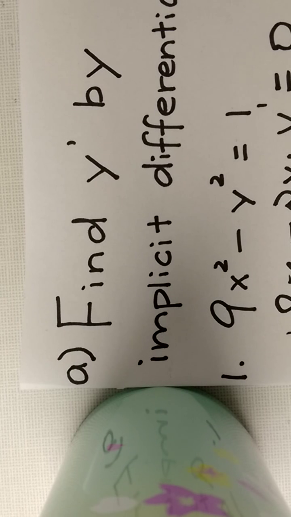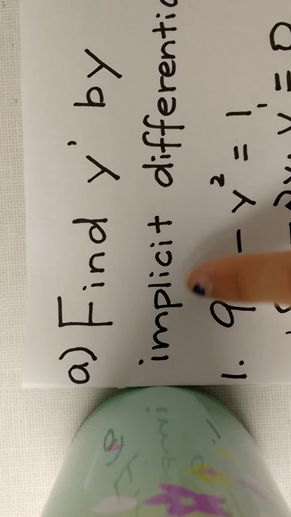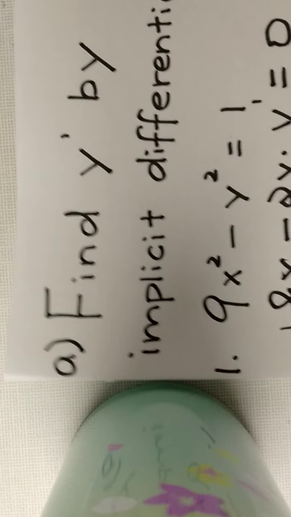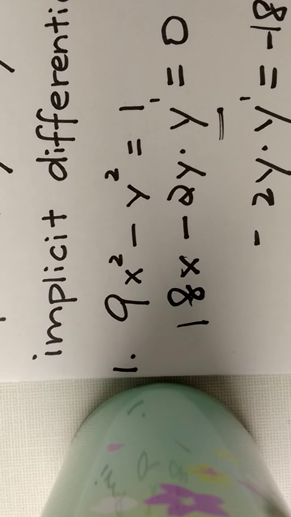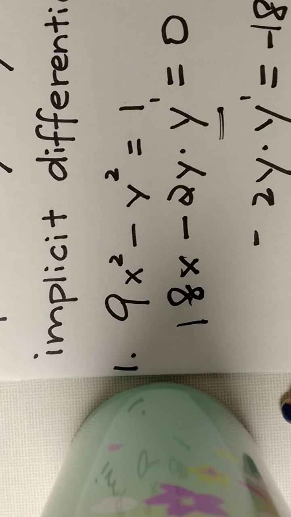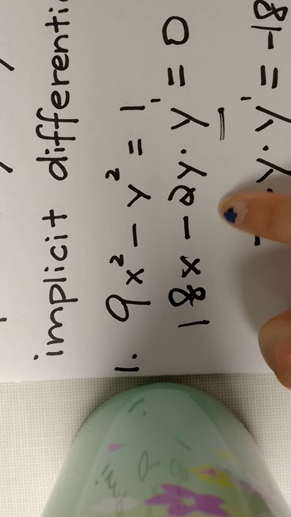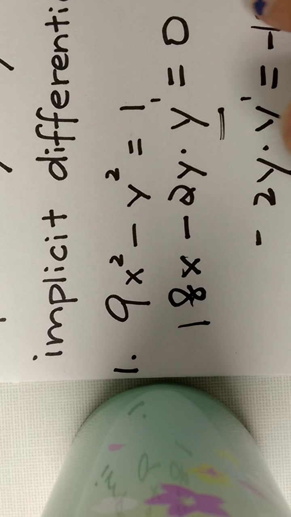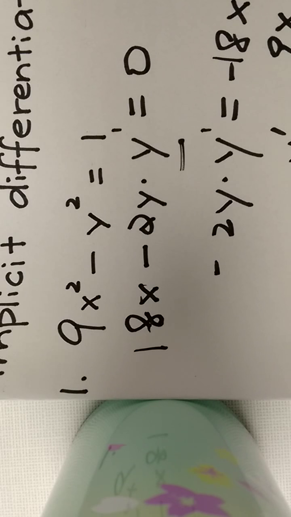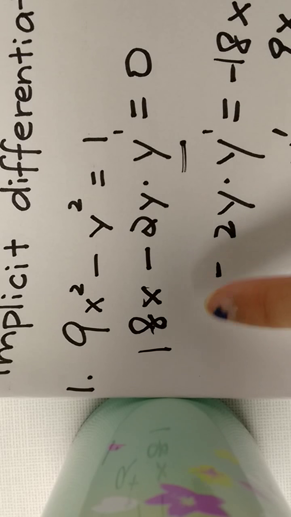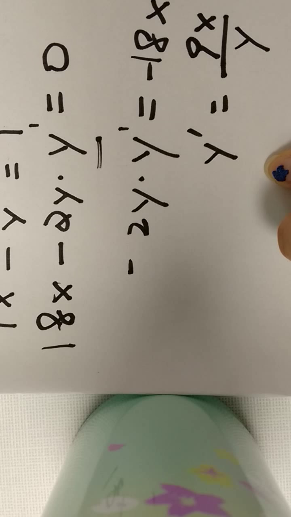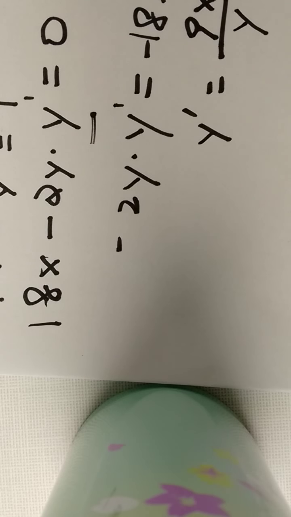For this question, we have three parts. The first one is to find y prime by implicit differentiation. So for the first equation, we differentiate both sides, and it becomes 18x minus 2y times y prime equals 0. Then we want to find y prime, so we move 18x to the right. Then we find y prime equals 9x over y.